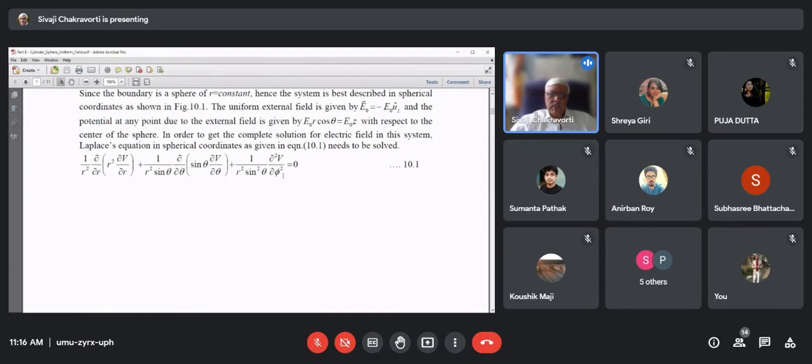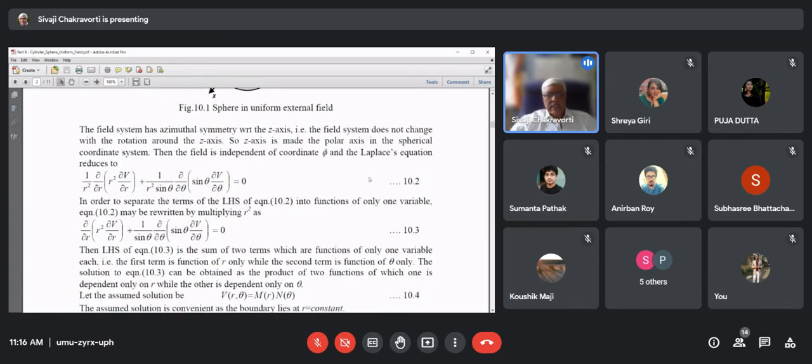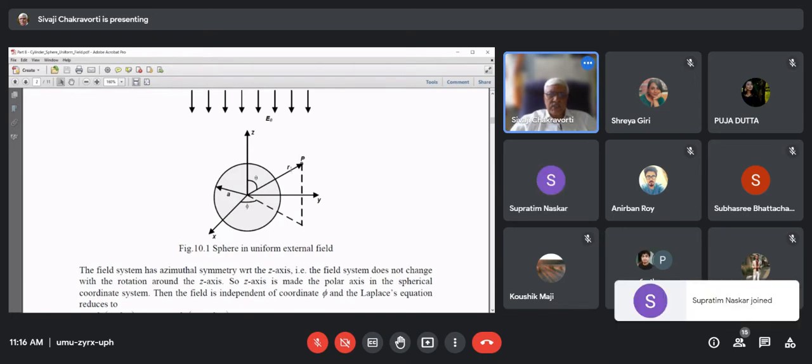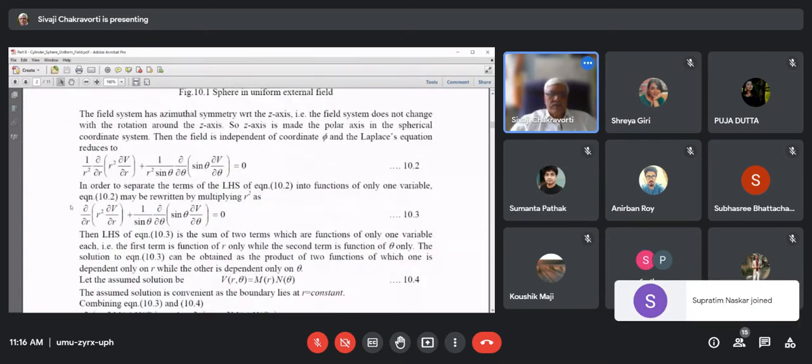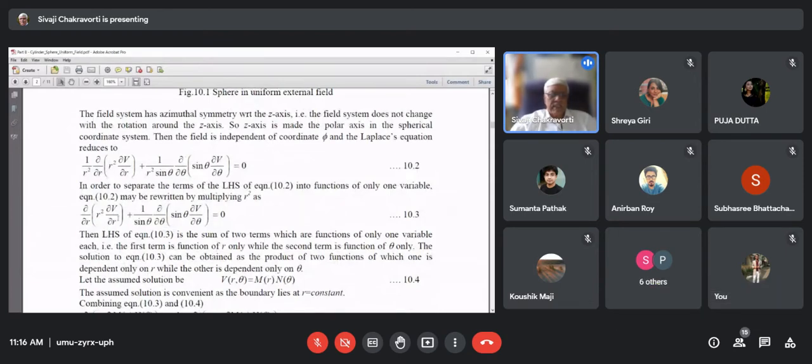What we are going to do here is that we are multiplying the entire equation 10.2 by r square. We have to clearly see that r is not 0. So I get 10.3. Now why I did this? Because in 10.3 you can see the two terms of the equation involve one variable only. That means the first term involves r, it does not involve theta. The second term involves theta, it does not involve r.